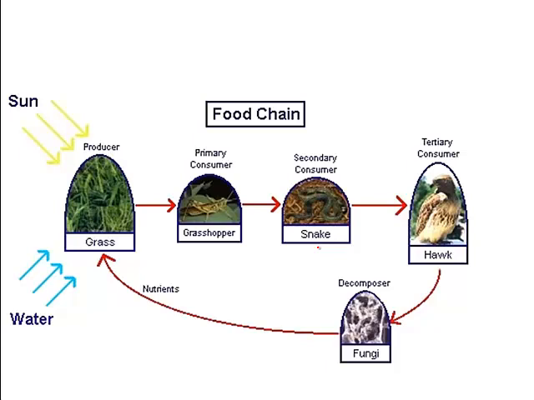Now, that could also happen with other organisms. The decomposer could also get energy from the snake, and it could also get energy from the grasshopper, and it could get energy from the grass itself when the grass dies. So anytime any of these organisms die, the decomposer will come in and break it down, get a little bit of energy out of it, and put the nutrients back into the soil.